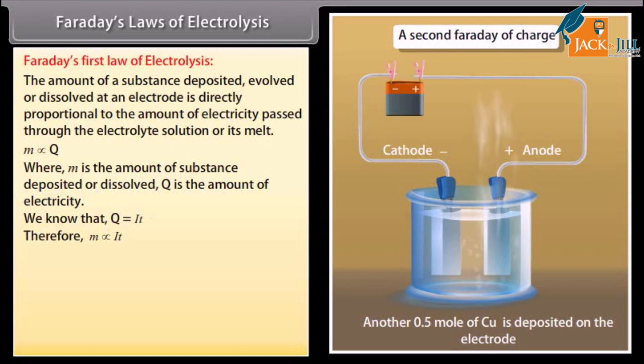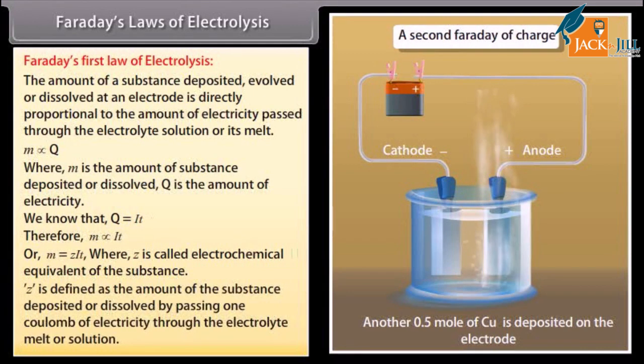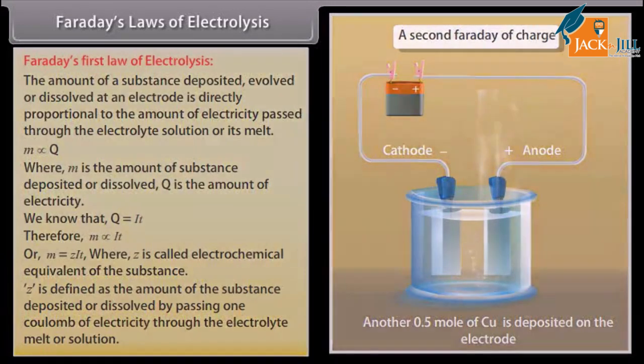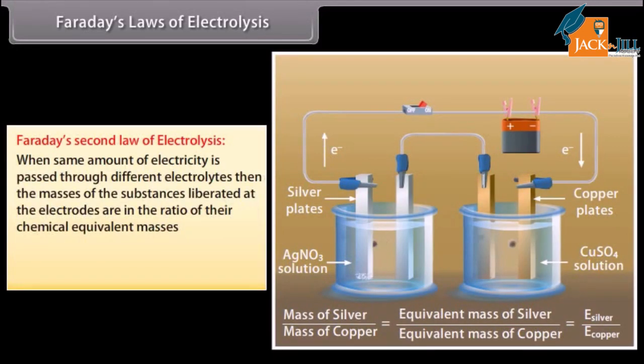It can be written as M equals Z I t, where Z is called the electrochemical equivalent of the substance. Z is defined as the amount of the substance deposited or dissolved by passing 1 coulomb of electricity through the electrolyte melt or solution. Faraday's second law of electrolysis. When the same amount of electricity is passed through different electrolytes, then the masses of the substances liberated at the electrodes are in the ratio of their chemical equivalent masses.